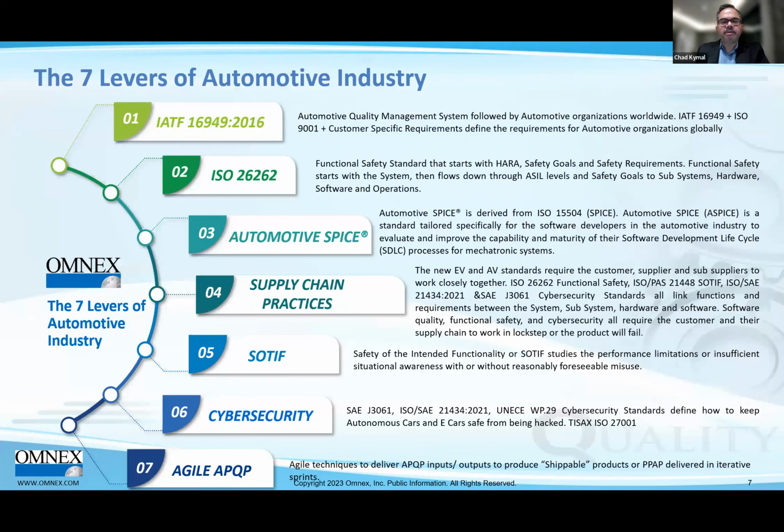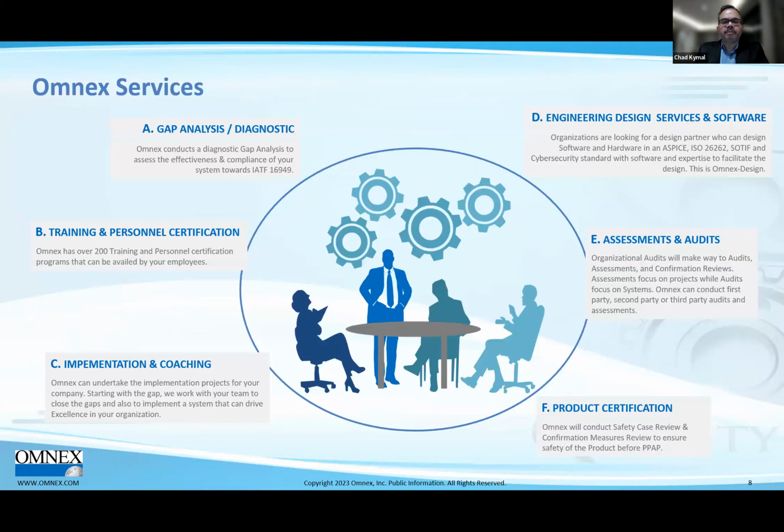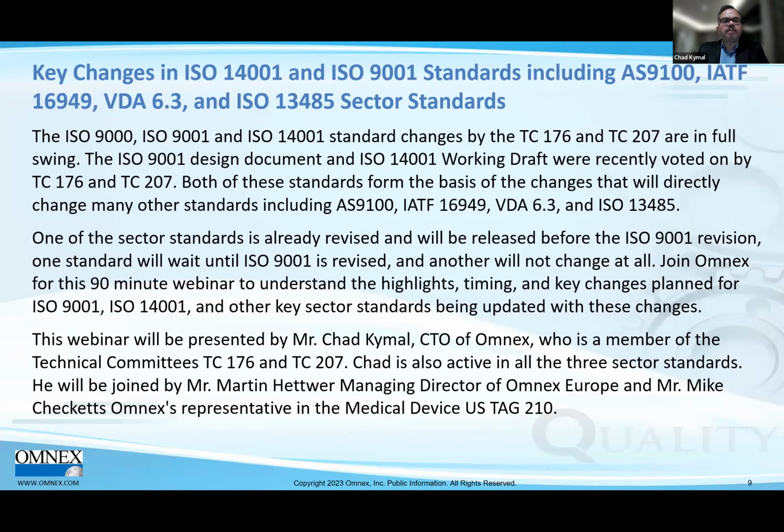All right, this is the 7-lever strategy for the automotive industry that we have taken, but many of these apply to aerospace. You'll see in AS9100 itself, they talk about cybersecurity standards, and you'll see that the new IA9100 also has IS9115 and a new standard 9125 in software. It's a little bit about the services we offer. Let me just move on.